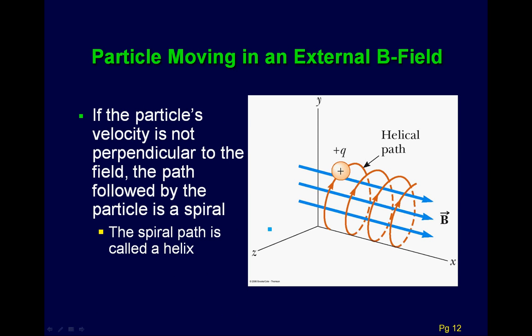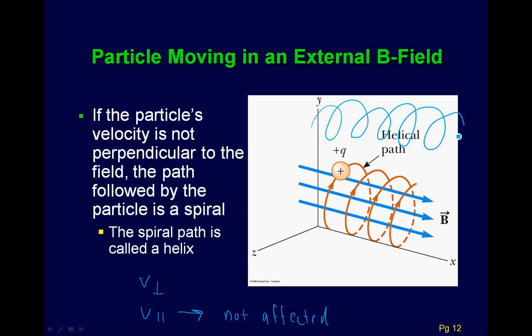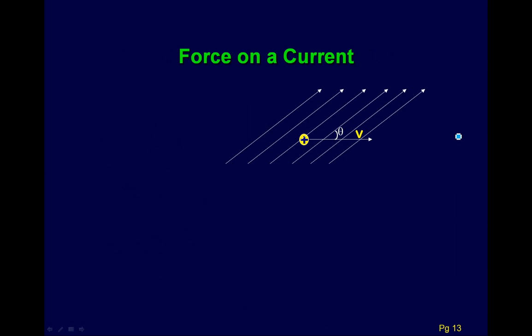Now, we just looked at the case where the velocity was perpendicular to the B, but in general you might have a velocity that's perpendicular and a velocity that's parallel. Remember, the velocity that's parallel is not affected. So in that case, if you have both, your perpendicular velocity will cause you to move in a circle, and your parallel velocity will just keep going parallel to the B field, and you get this helical path. This is the more general path that a charged particle will take in a magnetic field.